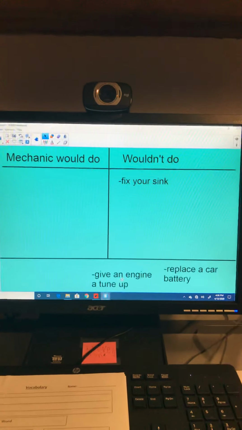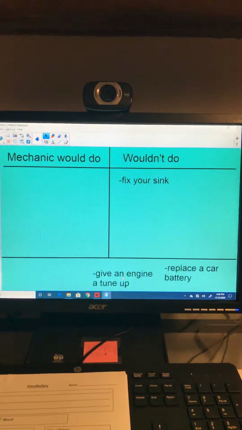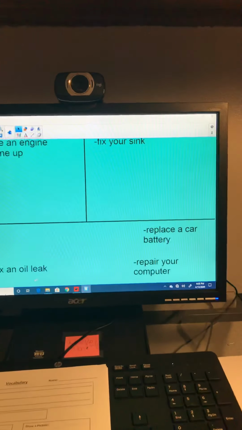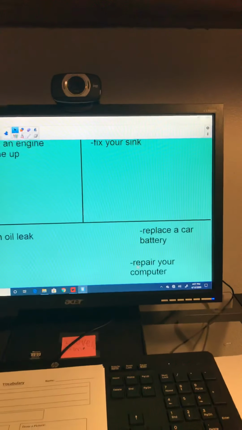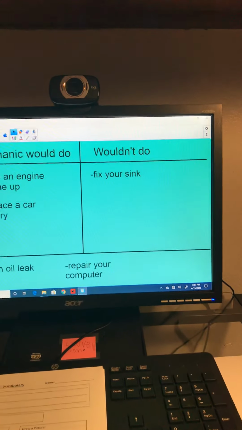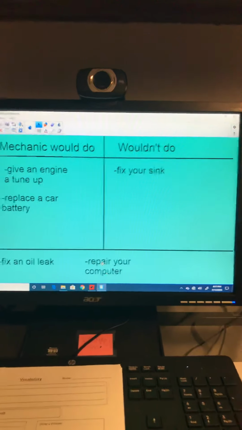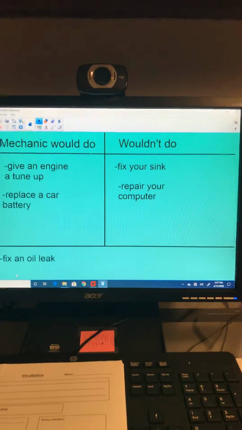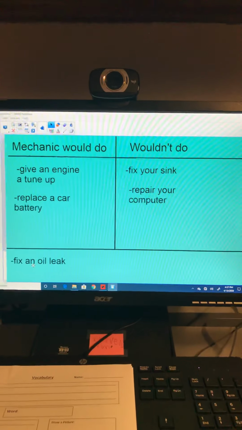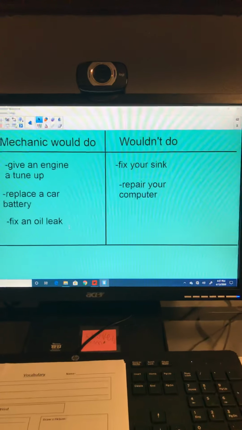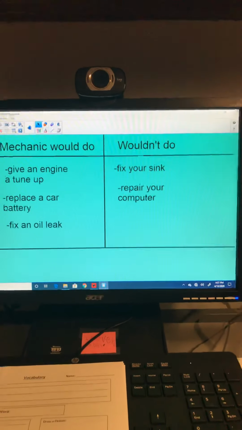Would a mechanic give an engine a tune-up? Yes. Would a mechanic replace a car battery? Yes. Would a mechanic repair your computer? No. And would a mechanic fix an oil leak? Yes. So those are things that a mechanic would do or would not do.